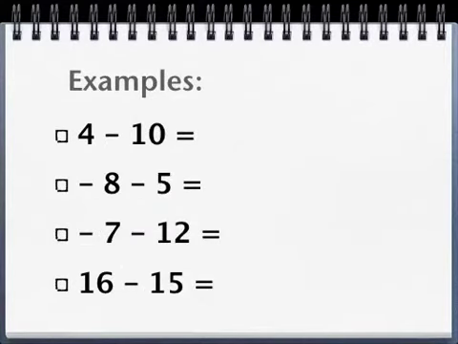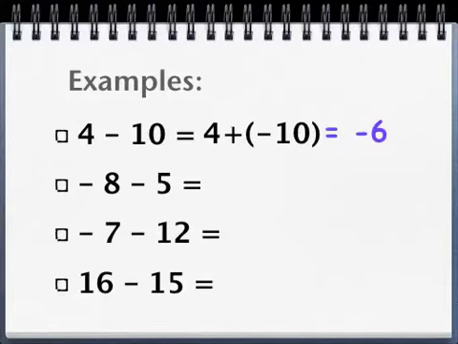Next, these examples, we have 4 minus 10. Again, 4 minus 10, I'm going to first rewrite it as 4 plus a negative 10. Now I have different signs, so I need to subtract the numbers, which 10 minus 4 is 6. Keep the sign of the larger number, which is going to be a negative. So my answer is negative 6.